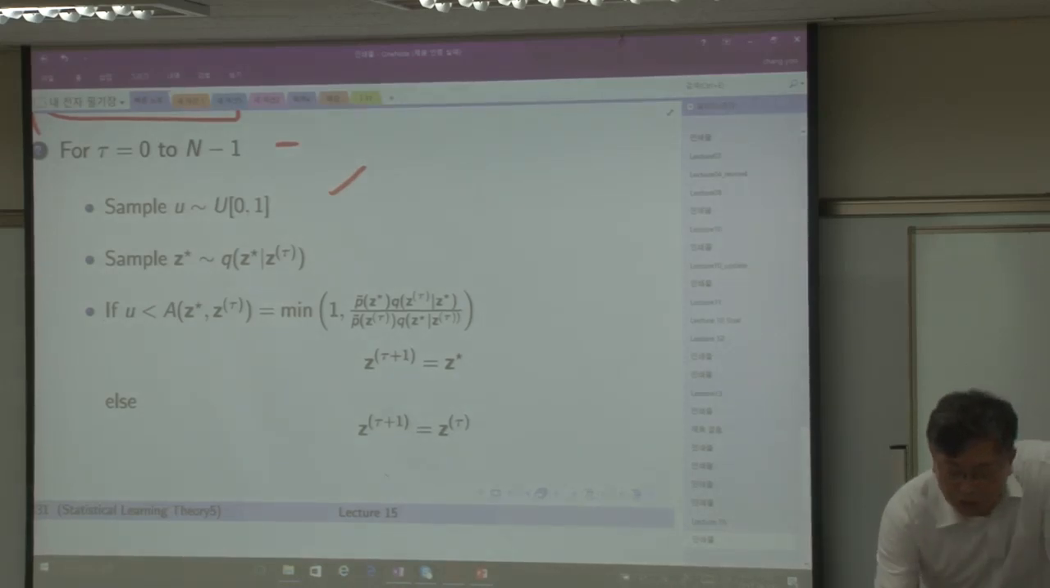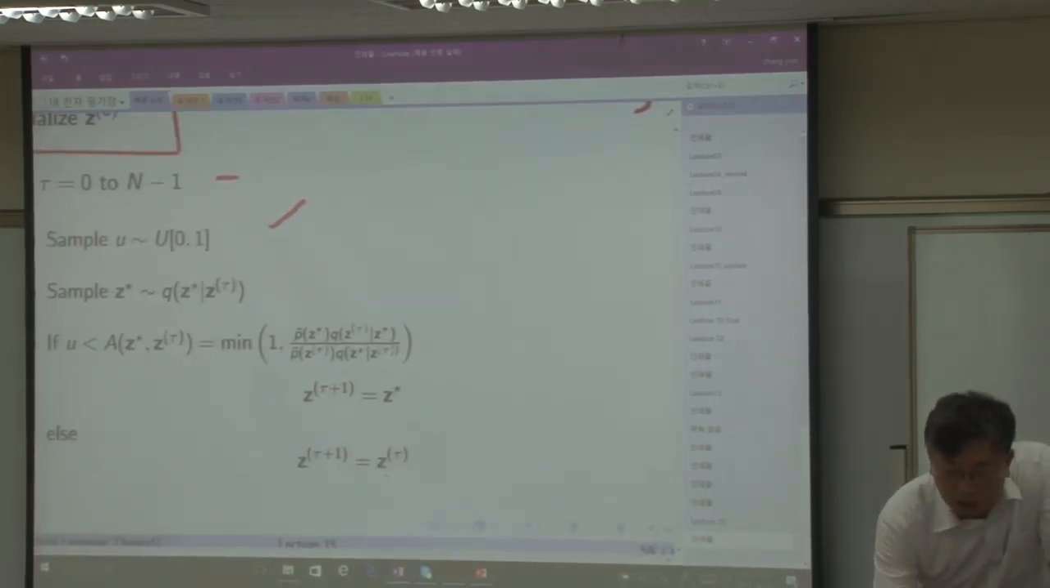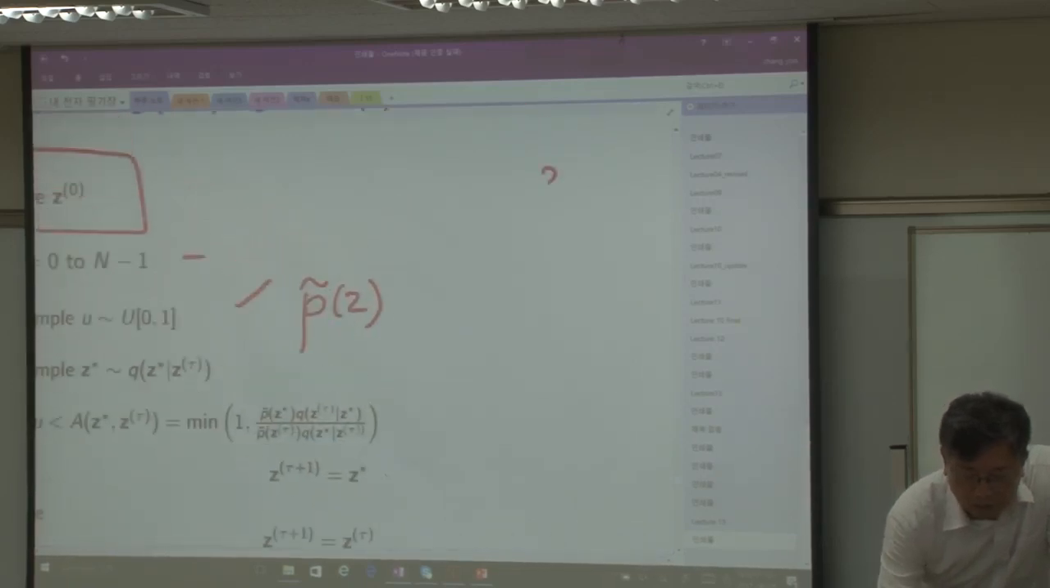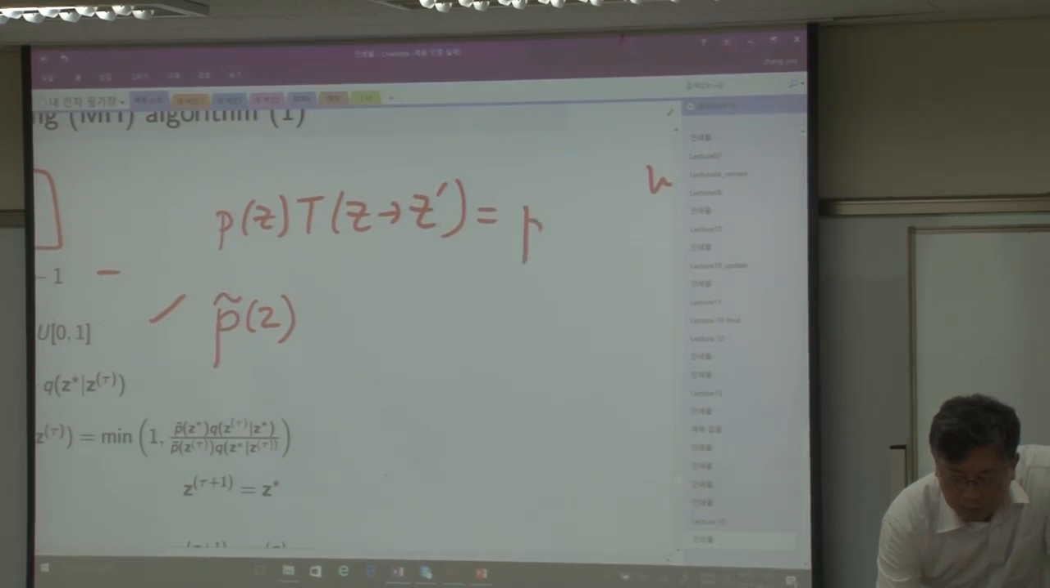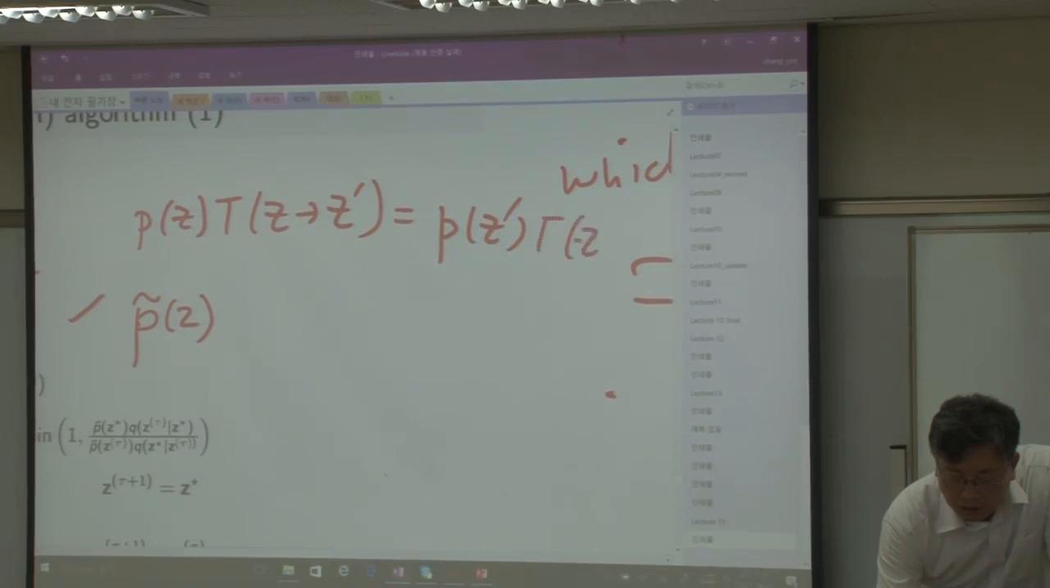So let me just show you a little bit of light. Remember the detailed balance equation? I start with some p(z). I have this equation: p(z) times T(z to z star) has to equal p(z star) times T(z star to z). Okay, remember this? This is the detailed balance equation.